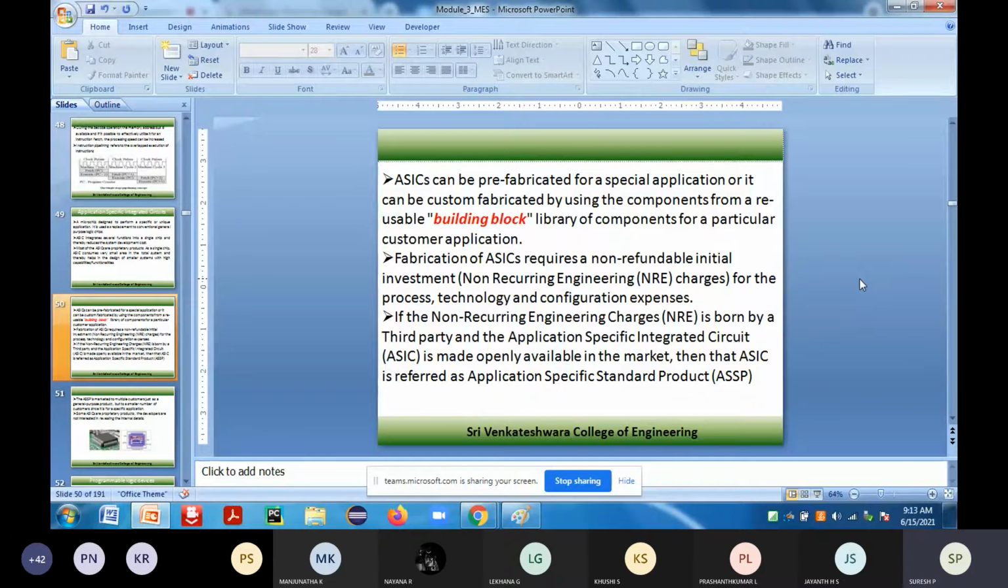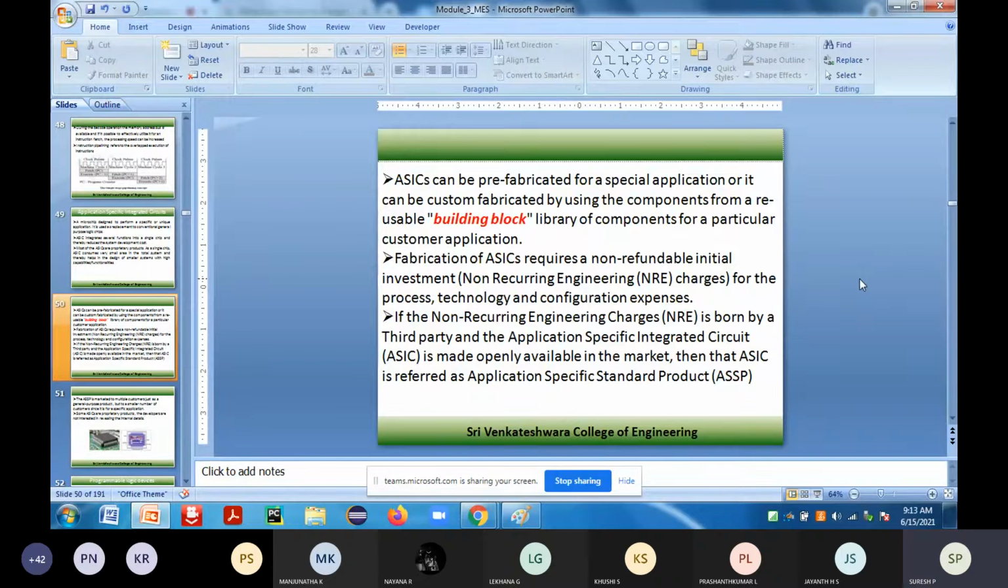Now, when the third party is involved in your research, whatever the non-recurring, that is the first-time investment which you are going to have, if it is borne by the third party, and the application-specific integrated circuit which you are going to develop, so when it is made openly available in the market, once it is designed, some other person is going to fund you to do the research, and he is going to get the output.